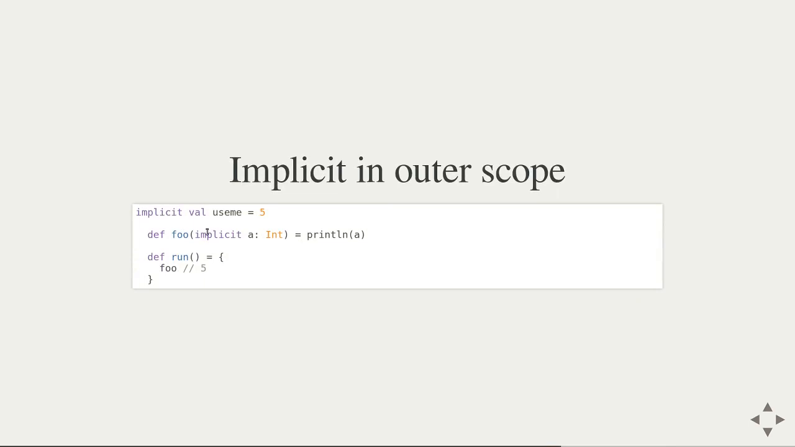Here, on the other hand, I've now defined the implicit outside of the run scope, outside of the run function, and it's still available to me.